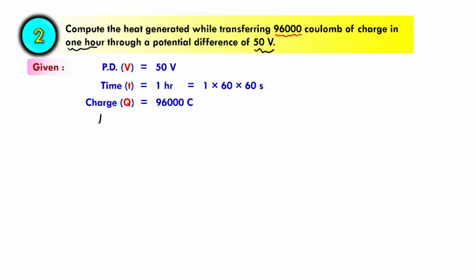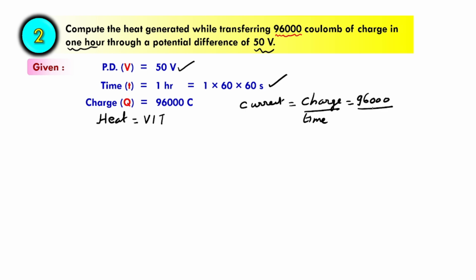Now we know that heat is equal to V I into T. Here you can see that we have the voltage, we do not know the current, but we have the time. So what will be the first task? We have to find out the current. So current is equal to charge divided by time. So what is the charge? It is 96,000 by 3,600. So cancel it off, and you will get the answer as 80 by 3 amperes on calculation.